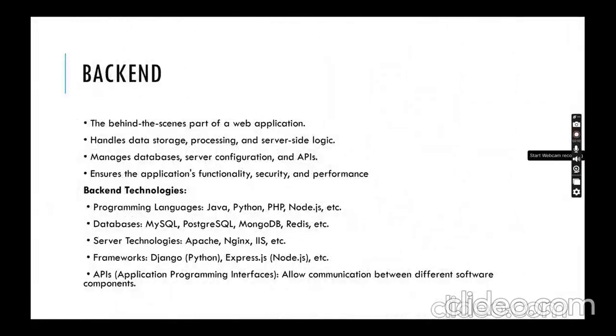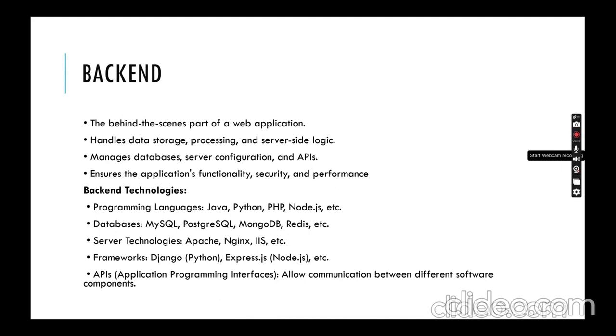What is backend? Backend is nothing but the behind the scenes of the web application, meaning the data being stored at the backend, the processing and the server side logic. Basically, it manages the database, server configuration and APIs. And it also ensures application functionality, security, and performance. Backend is also used for providing performance and security, which mainly depends on the processing of server side.